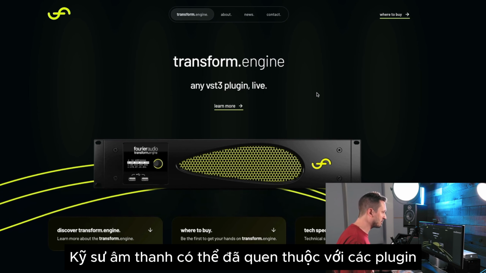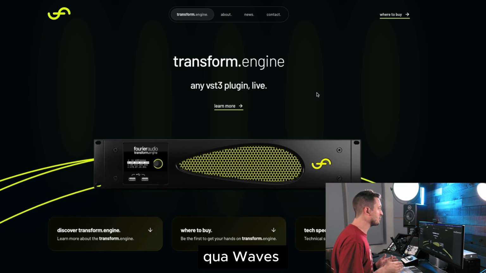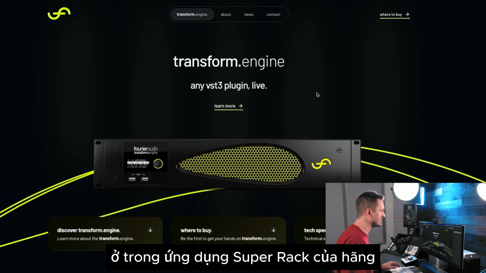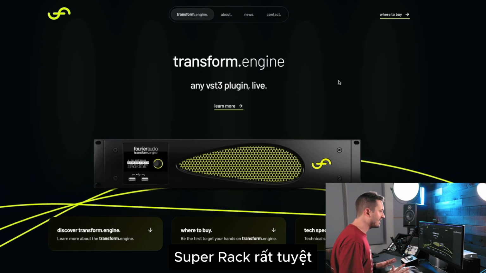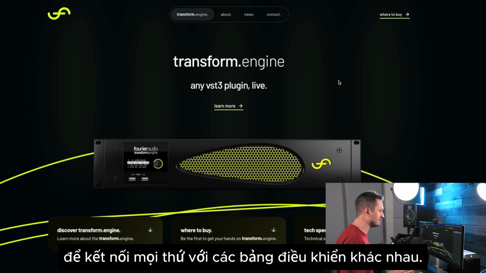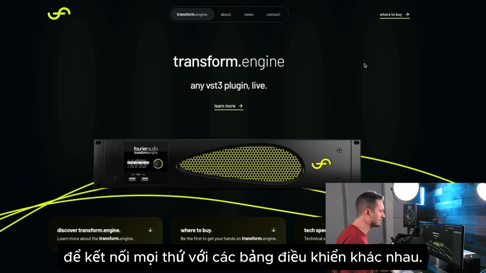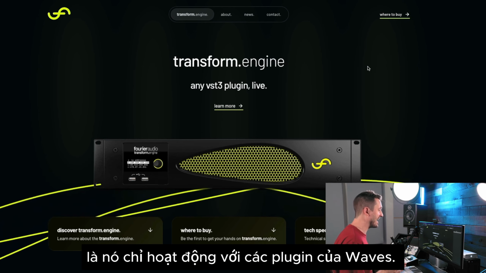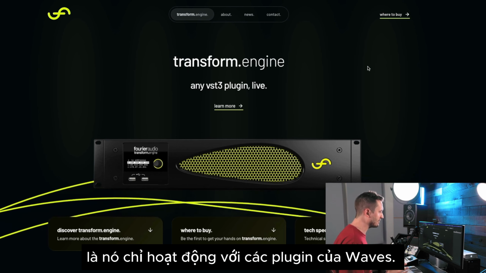You're probably familiar with plugins, and it's probably through Waves and their Super Rack application. So Super Rack is great. It can let you run all these Waves plugins live. They've got their SoundGrid network that interfaces everything with different consoles. Now, there's one limitation, and that is that it only works with Waves plugins.